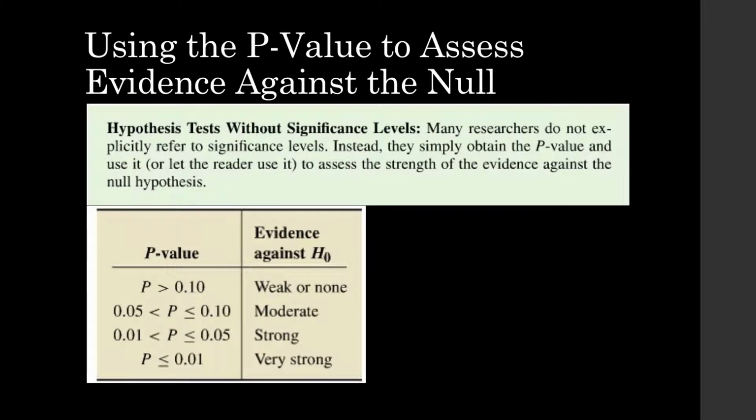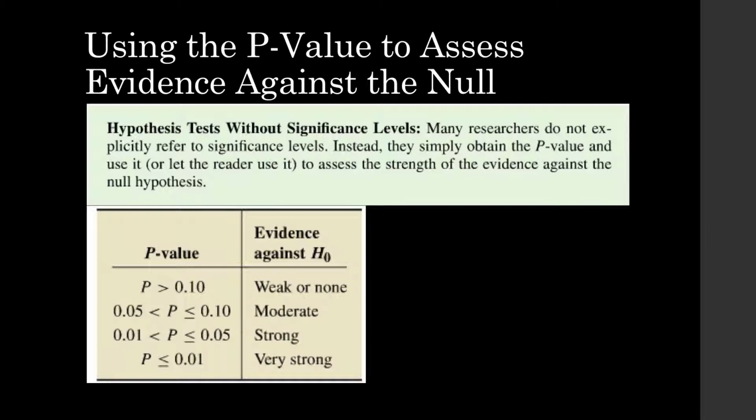Alright, so using the p-value to assess evidence against the null. Many researchers don't even refer to the significance levels anymore. They just use the p-value to assess strength against the null. So here's what they're looking at. If the p-value is greater than 0.1, they say it's weak evidence against the null or no evidence against the null. If it's between 5% and 10%, it's moderate. Between 1% and 5% is strong, but less than 1% is considered very strong evidence against the null.